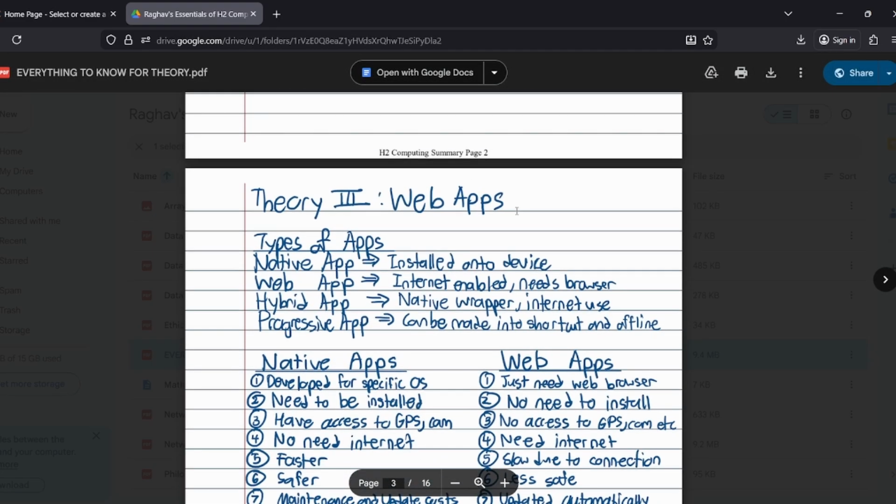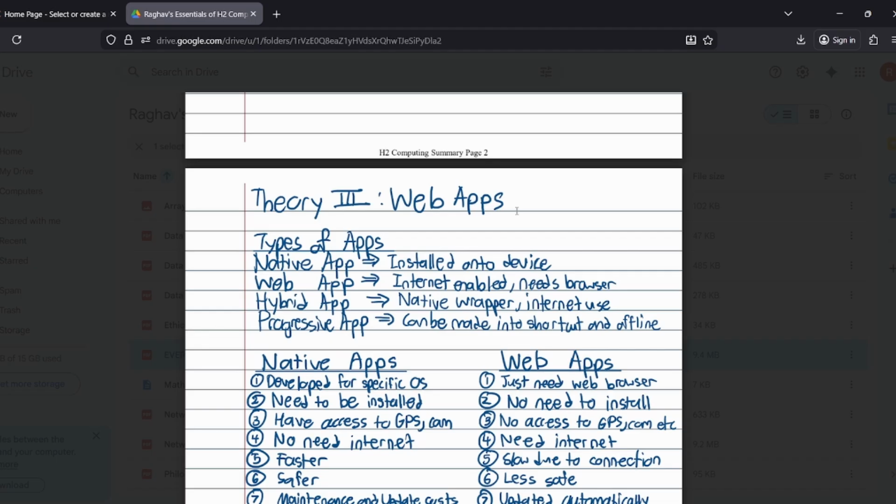Now, moving on to web applications. There are a few types of web apps. Natives, which are installed onto your device, like, for example, Geometry Dash. Web apps, which are internet-enabled and need browsers. Hybrid apps, which are native wrappers but use the internet. So for example, most online games, I would say, because they use the internet but they are fundamentally native.